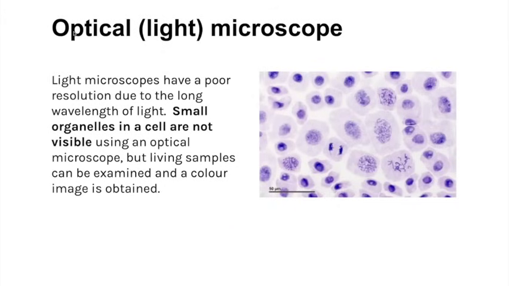Because the optical microscopes have a lower resolution, small organelles in a cell are not visible. So you can't see details of the mitochondria, chloroplasts, ribosomes. You can just see some of the large organelles, like we can see here. You can see the nucleus, you can see the DNA, you can see the chromosomes.